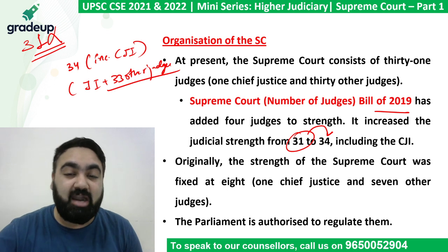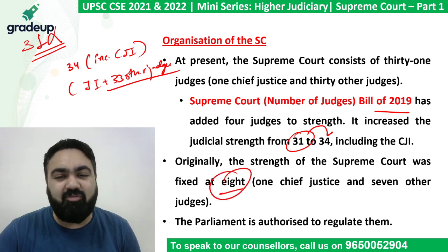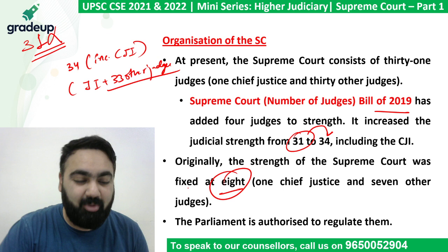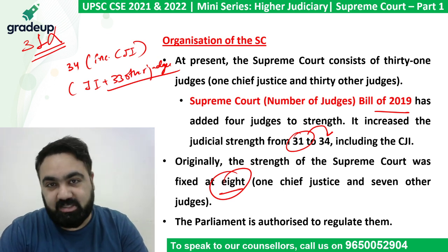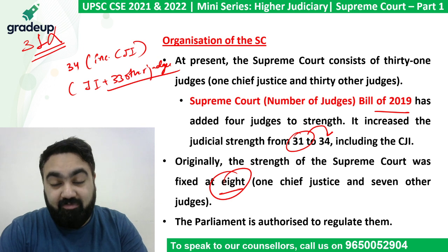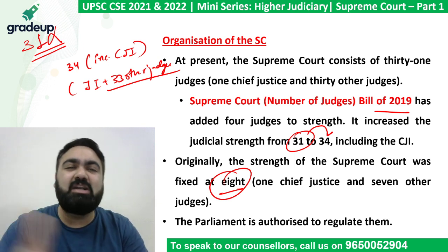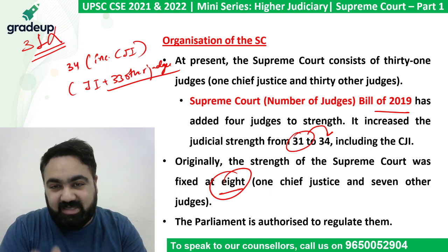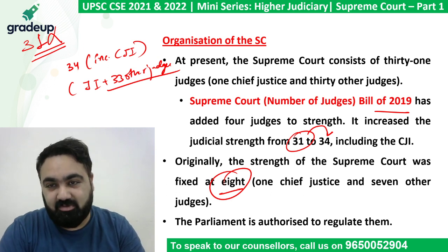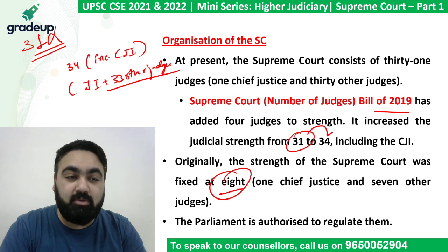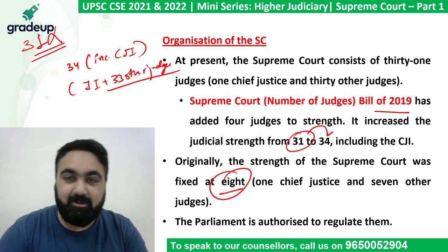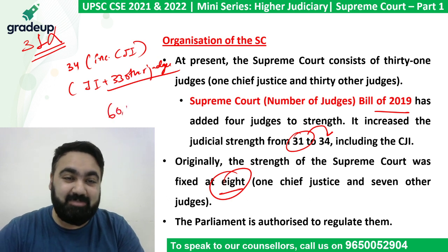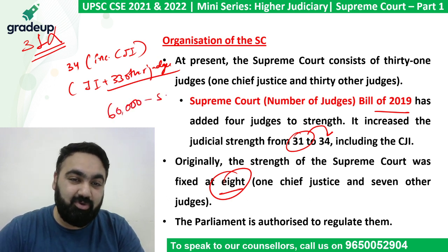The Supreme Court started with a total of 8 judges only, and from time to time, with the increase in population and increase in number of cases, the number of judges have been increased in the Supreme Court. In fact, the 34 judges that we have today, many experts said even these are too little. We need at least 50 judges. And the reason is, in the Supreme Court alone, there are 60,000 cases pending. There are 60,000 cases pending just in the Supreme Court.